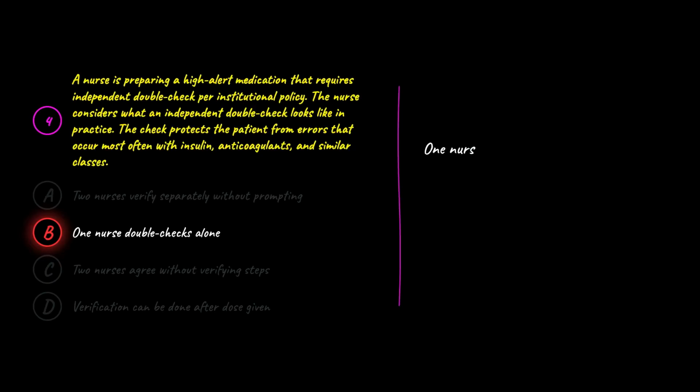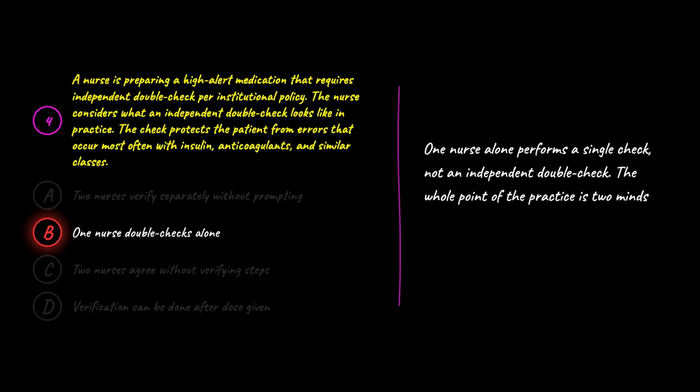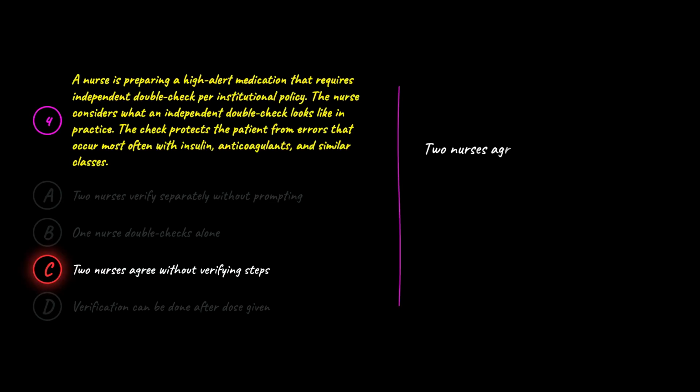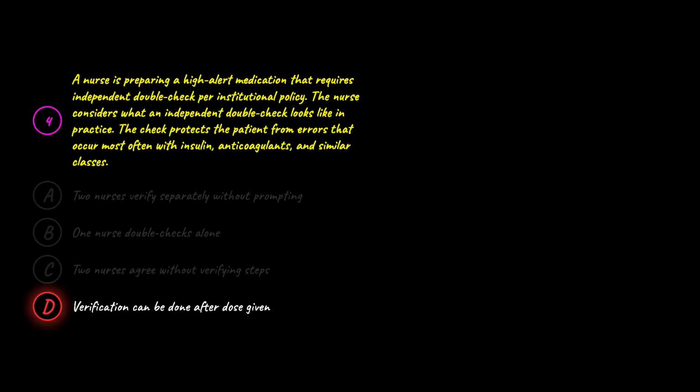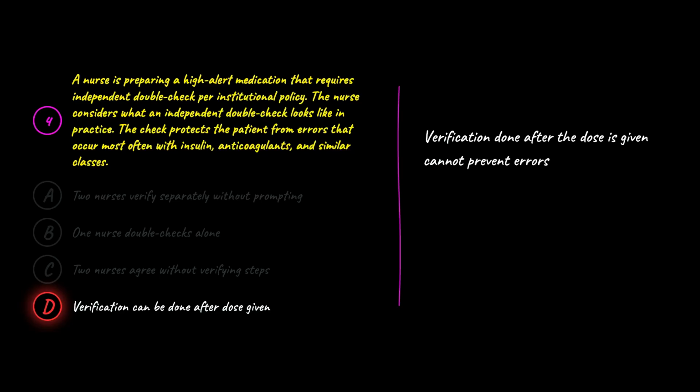B is wrong because 1 nurse alone performs a single check, not an independent double check. The whole point of the practice is 2 minds working separately, so a single check does not provide the same error reduction at all. C is wrong because 2 nurses agreeing without verifying each step is not a true independent check. Confirmation bias and time pressure produce errors when 1 nurse simply nods along without performing the calculation and verification themselves. D is wrong because verification done after the dose is given cannot prevent errors that have already happened.